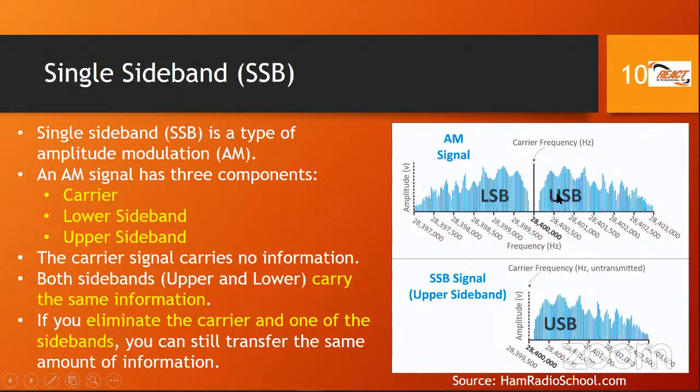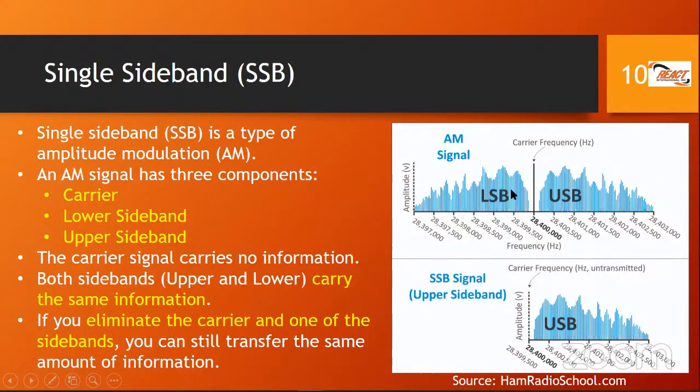So a long time ago, people figured out, but wait a minute. If I eliminate the carrier and one of the sidebands, I could carry the same information by just using one of the sidebands, and that is exactly what single sideband is. The circuitry takes out the carrier frequency and it takes out one of the sidebands. So if you take out the lower sideband, you end up with an upper sideband signal. If you take out the upper sideband, you end up with a lower sideband signal.